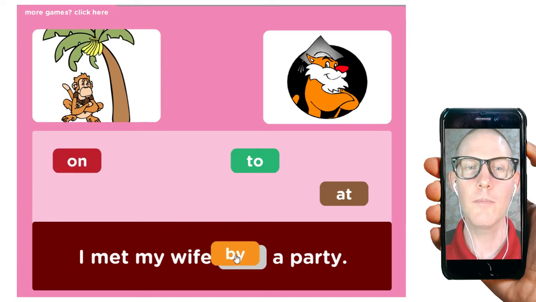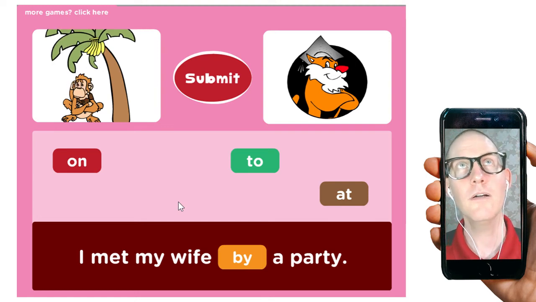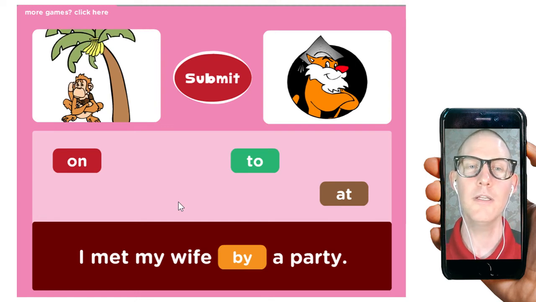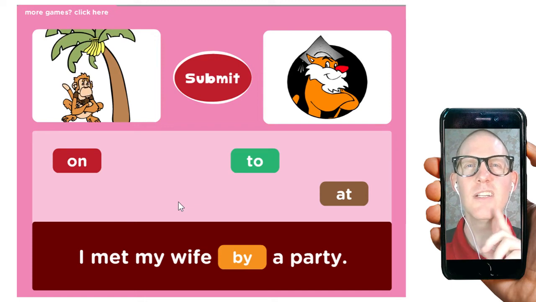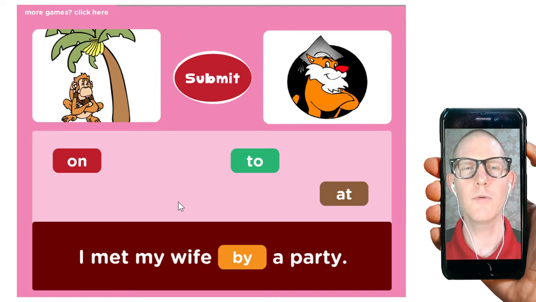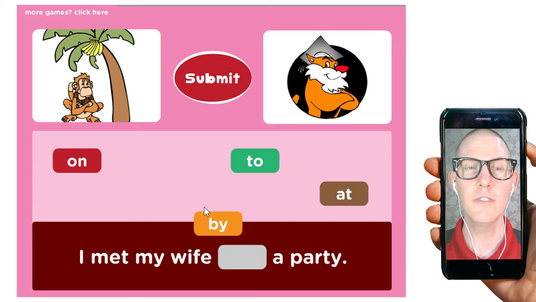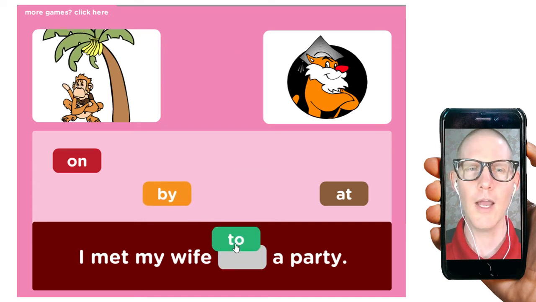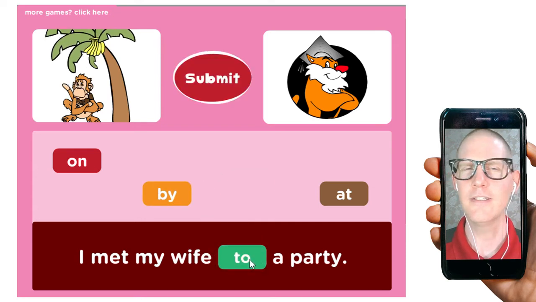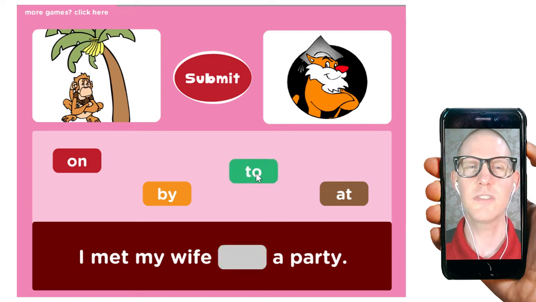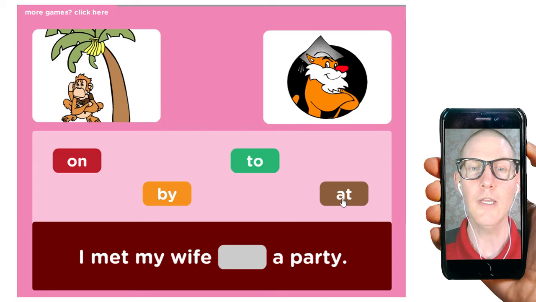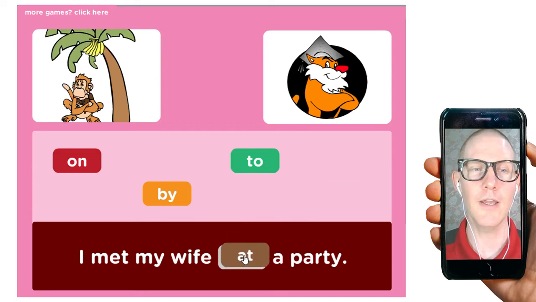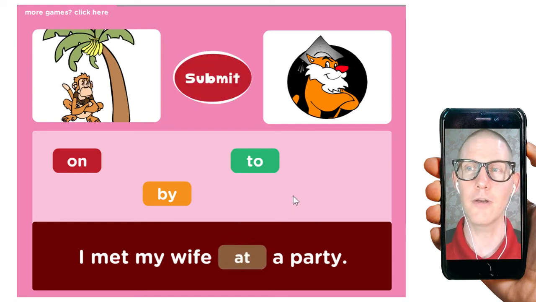I met my wife by a party. Well, then that means you're outside the party, you're close to it, maybe you're next to it, and that's where you met her, which is kind of weird because you probably would go inside to meet the people. So that doesn't work. I met my wife to a party. No, because to is showing motion, movement, something going towards something. So the only one that works is at. I met my wife at a party.